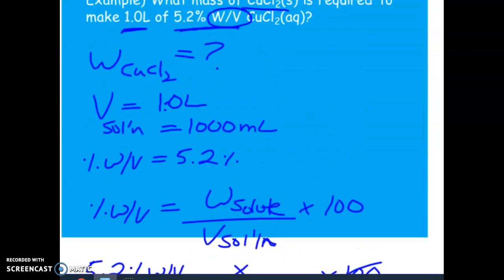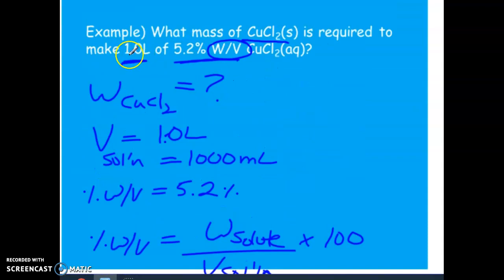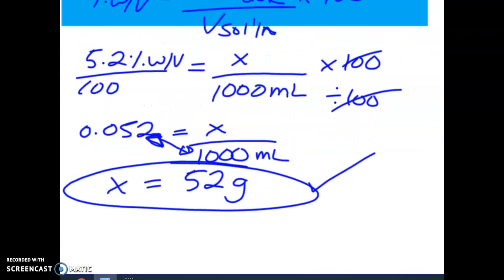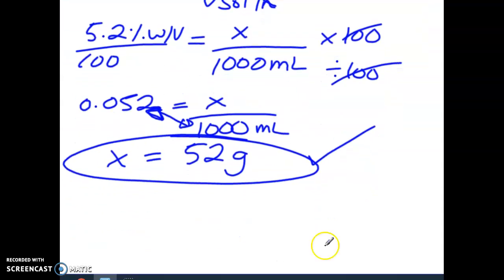Oh, actually, I didn't even look for sig figs. So now sig figs will matter, right? So 1.0 is 2 sig figs. We don't look at the 5.2, so actually this is already good. Okay, so 52 grams out of that 1,000 milliliters represents 5.2%.